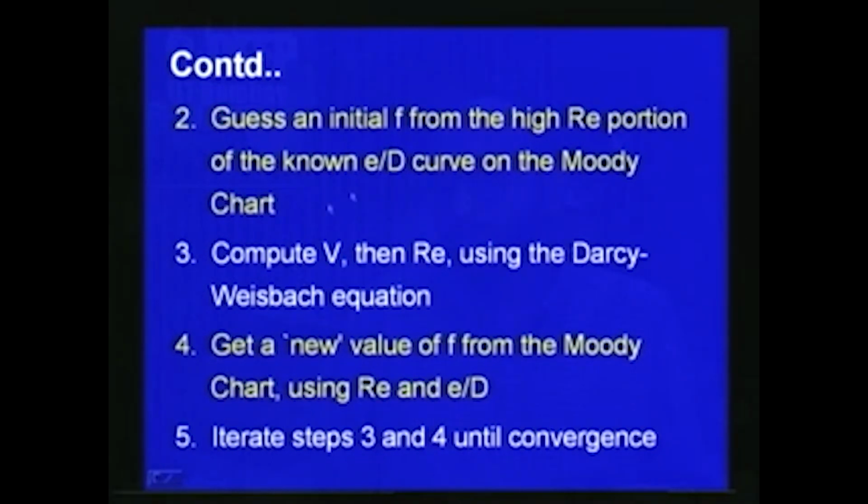Now using the obtained values of V and Re and e by D, we can get a new value of f from the Moody's chart, and then we can check whether we are converging with respect to the discharge or the velocity which we compute, and then we can iterate. So this problem is generally solved as an iterative method. We iterate between steps 3 and 4 until convergence. So this is the type 2 problem.